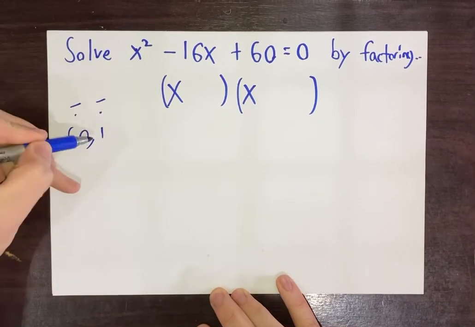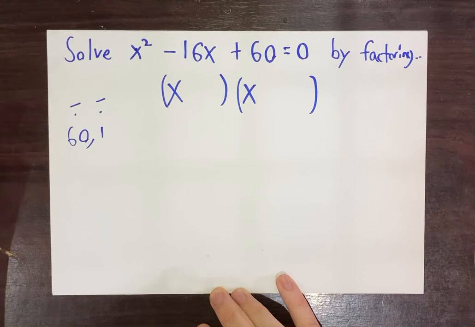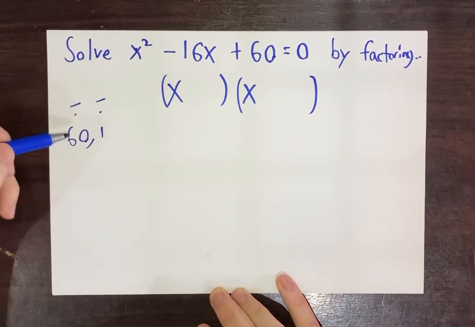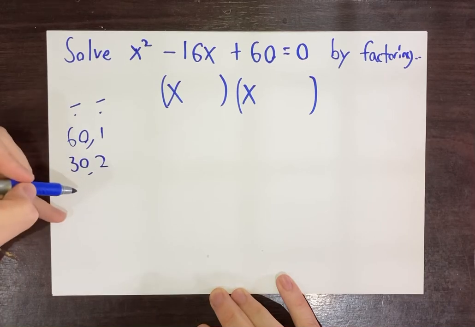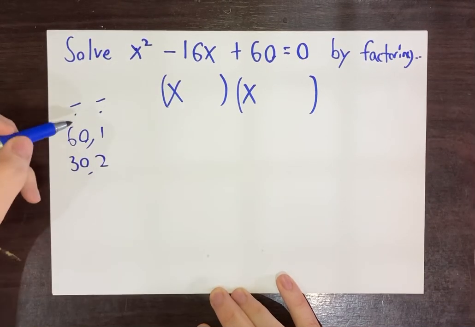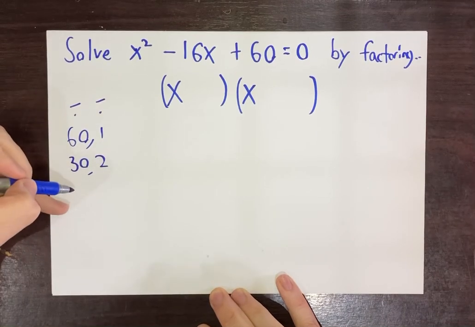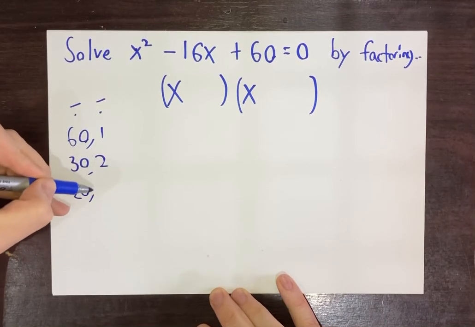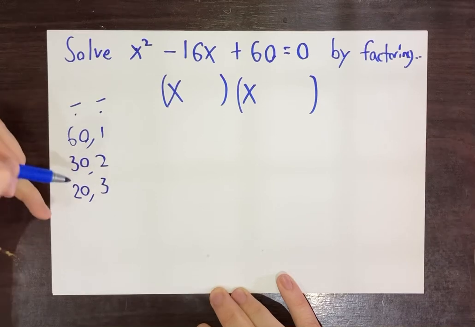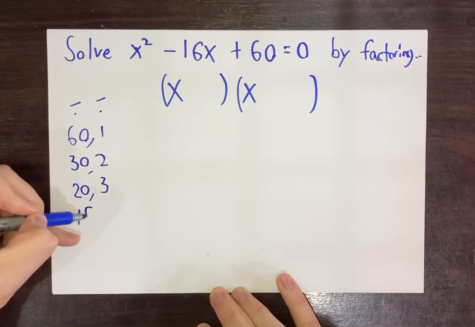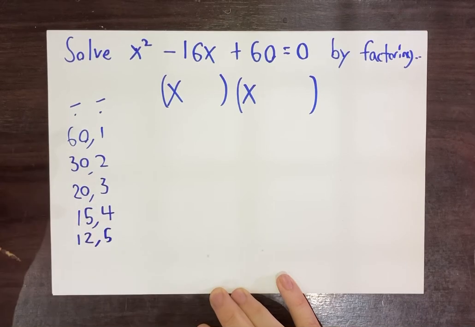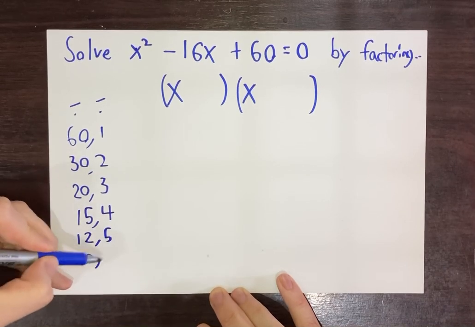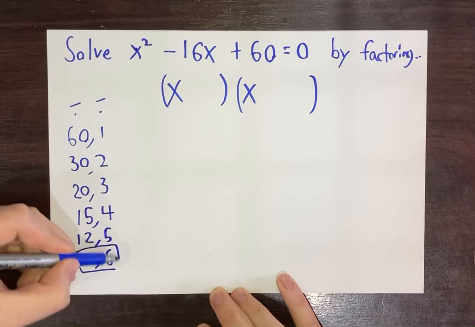60 and 1, starting with our first factor pair. That's no good. Those don't add to 16. 30 and 2, no good as well. We need to get much smaller. I'll list them all just for the sake of demonstration, but really we're nowhere close yet. 20 and 3, still nowhere close. 15 and 4 we have. 12 and 5. 10 and 6 is our winner.